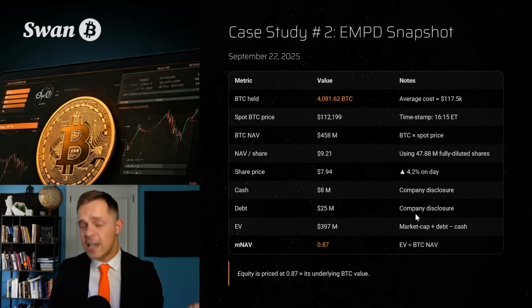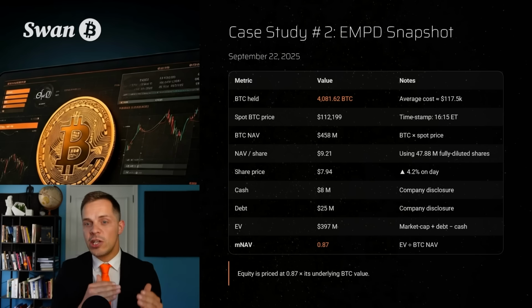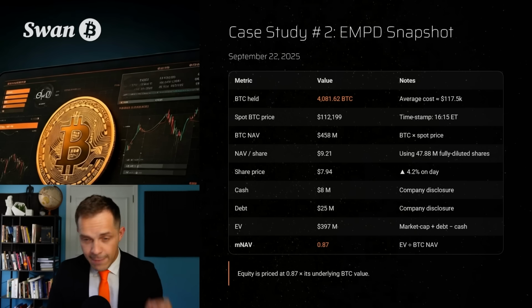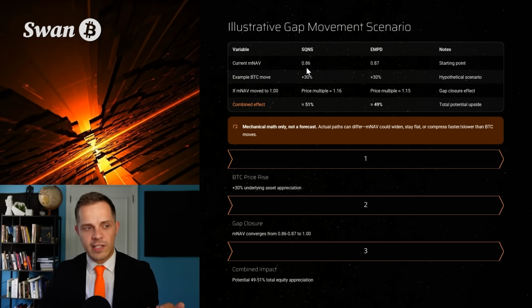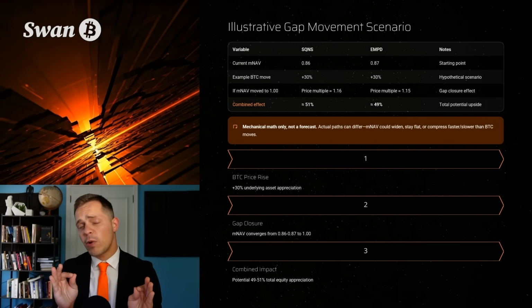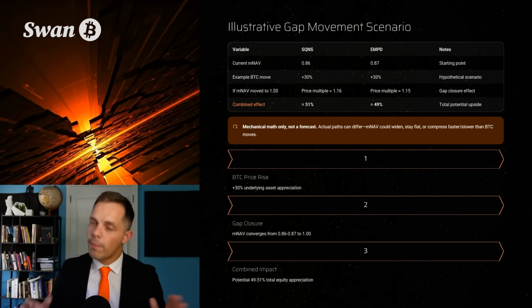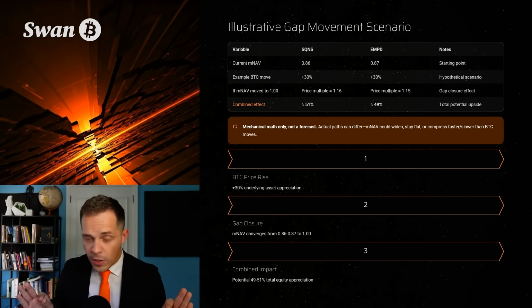Both companies hold significant Bitcoin, yet both equities price below the underlying per share BTC value when we apply the same neutral math. So this view sets us up to explore how changes in Bitcoin price or shifts in M-NAV can mechanically influence share performance, which we'll tackle on the next slide. So having the two live readings of the 0.86 M-NAV for Sequans and the 0.87 M-NAV for EMPD, this will let us illustrate purely mechanically how share price can respond to two independent levers. Number one would be Bitcoin price moves, and number two would be the M-NAV shifting toward one. But remember, the table is showing one illustrative outcome, not a prediction.